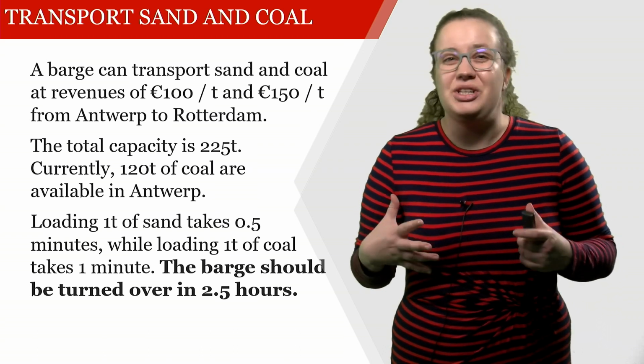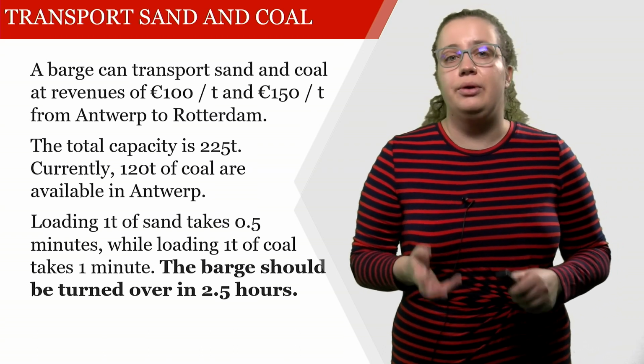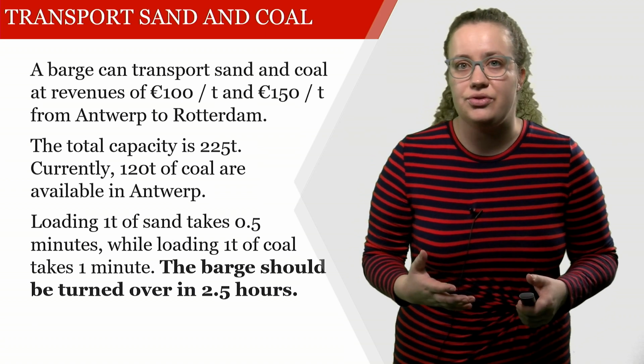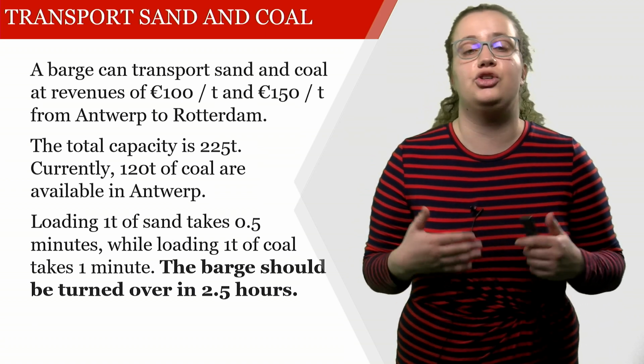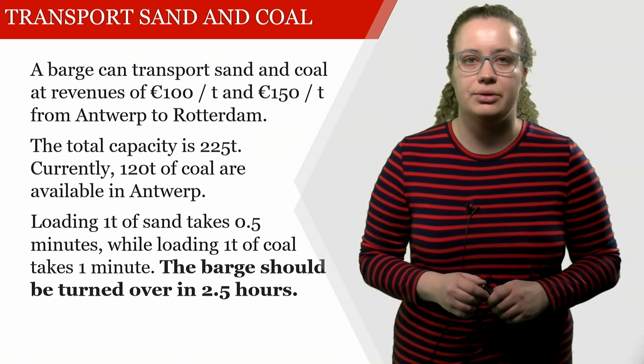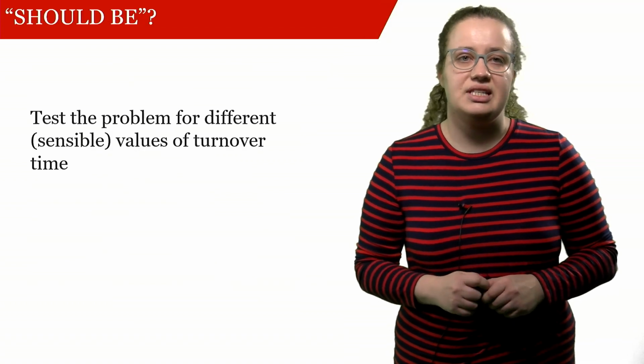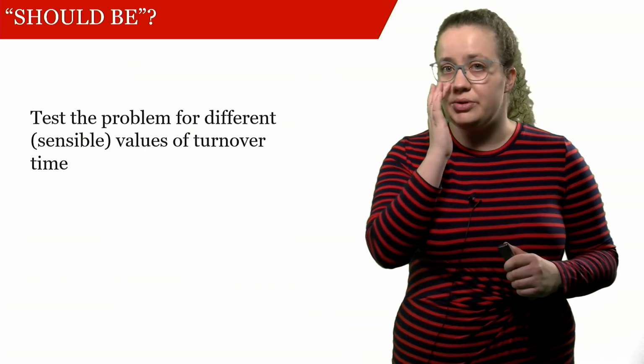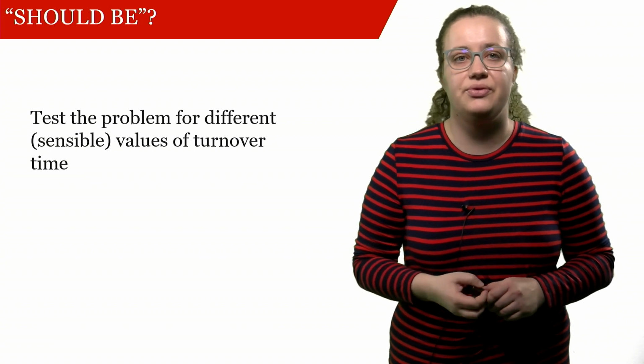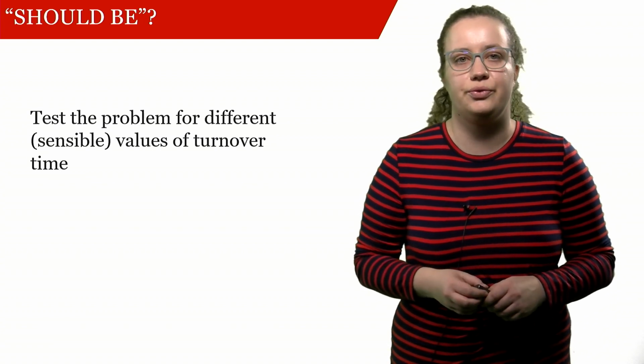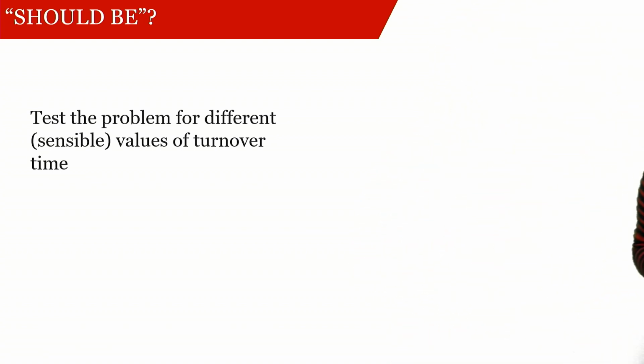So now we tweak this example a little bit. Now we're no longer saying, okay, you have to turn this around in 2.5 hours, but we're saying you should turn this over in 2.5 hours. So what does this look like? The first thing we could do is test this problem for different sensible values of a turnover time. So how could this look like?